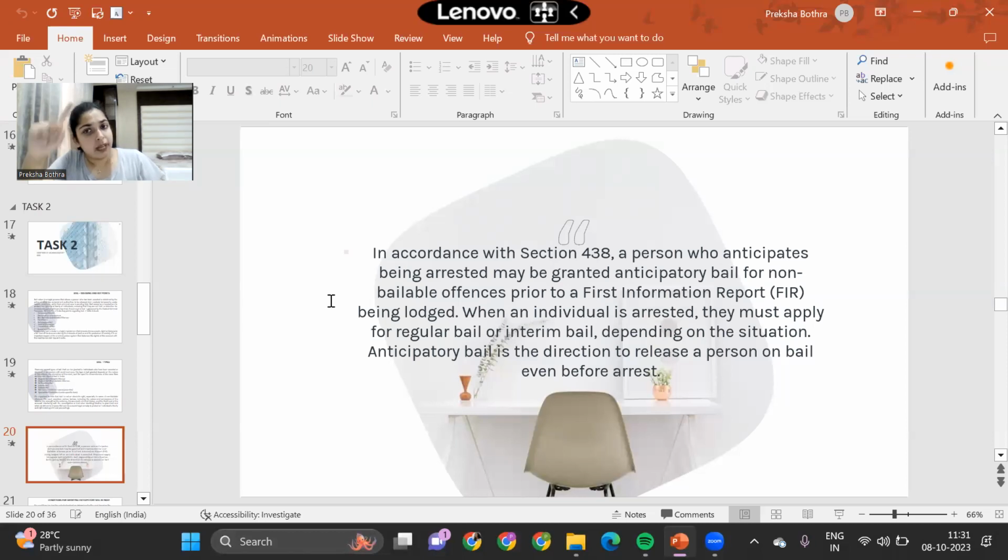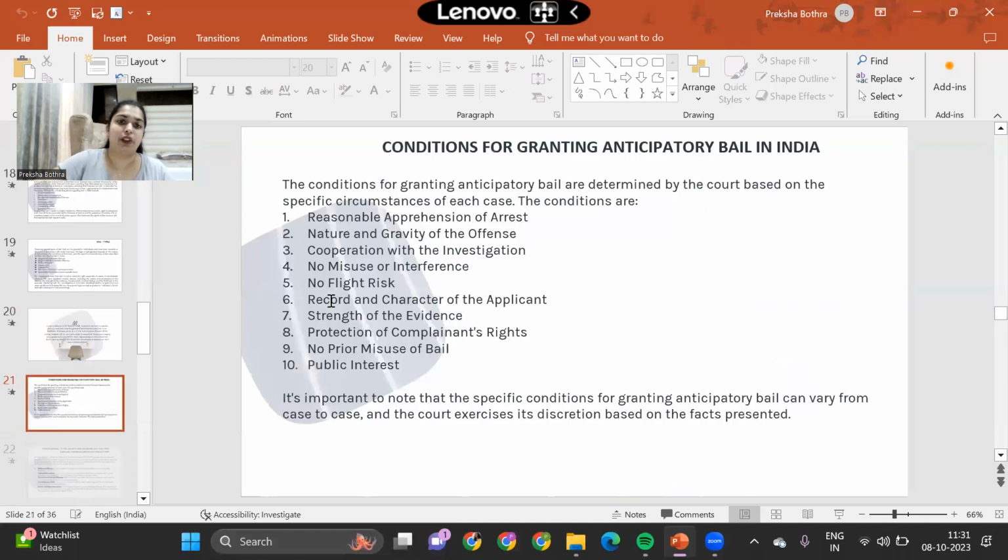But when an individual is arrested, they must apply for regular bail or interim bail, depending on the situation of the case. Now, an anticipatory bail is the direction to release a person on bail even before the arrest. Like I've been mentioning, this is a pre-arrest bail. So you think you might get arrested, and before that happens, to protect your interests, because you might not have done anything, you apply for an anticipatory bail, and the court more often than not grants it if you have proper reasons and evidence and alibis to support your claim.